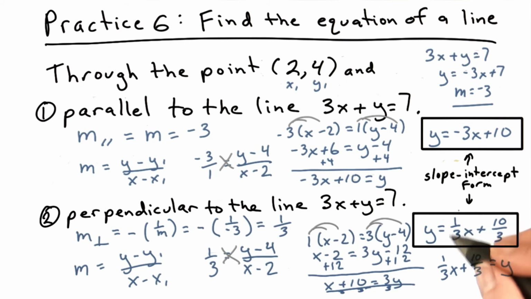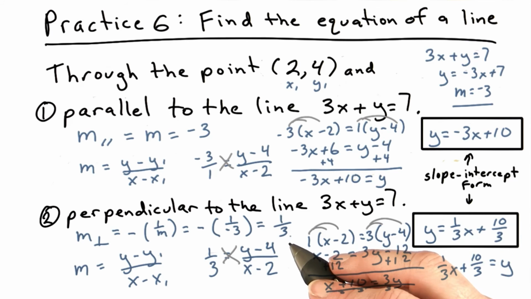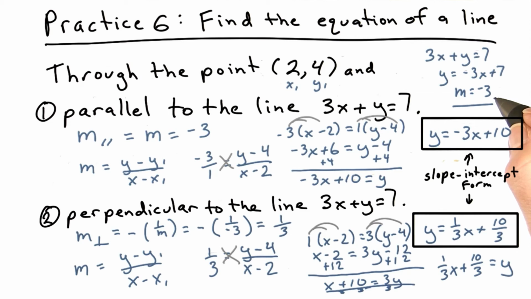And again, I can verify my slope is supposed to be 1/3 because it's the negative reciprocal of negative 3. And since we put it in slope-intercept form, the slope is 1/3. If you got both these answers right, I would say you've learned a lot about lines.